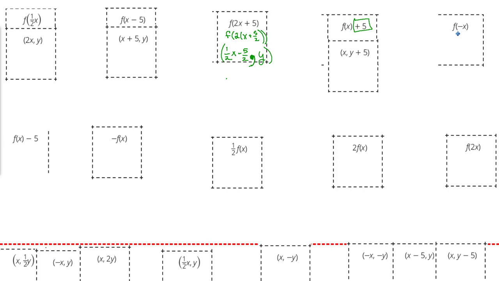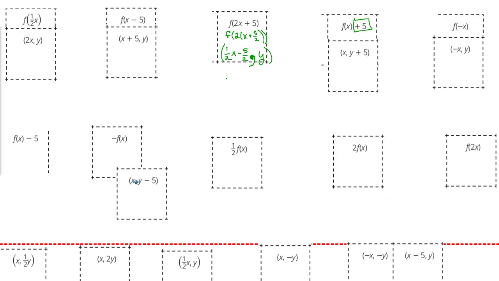So this negative X, is that affecting the X value or the Y value? Is it inside or outside? Inside. So inside affects X. So there you go. So this is minus 5. Is it inside or outside? So outside affects Y. And when it affects Y, it behaves the same.